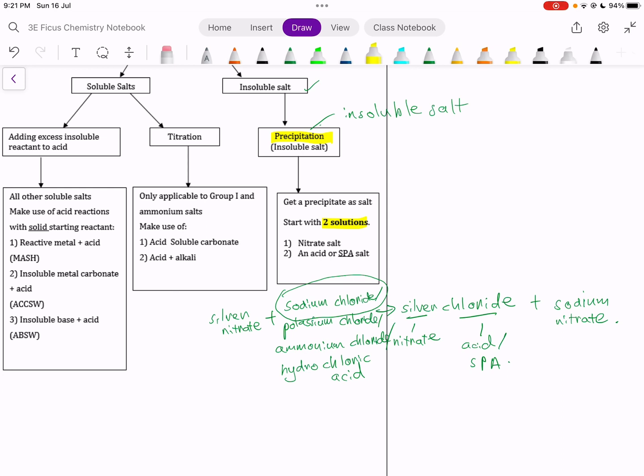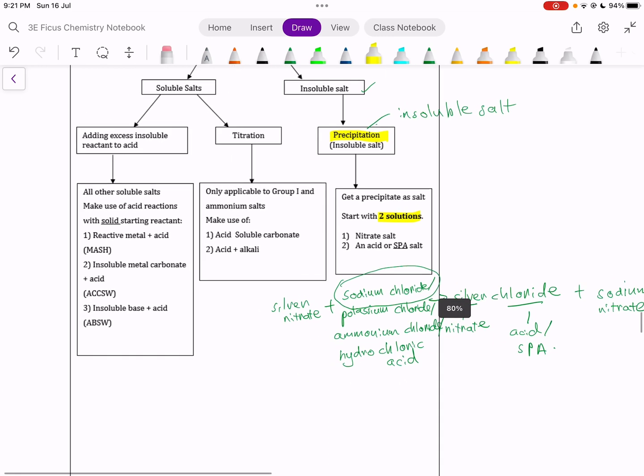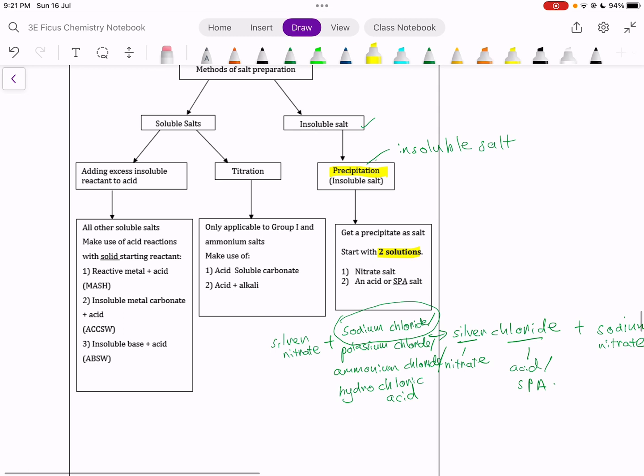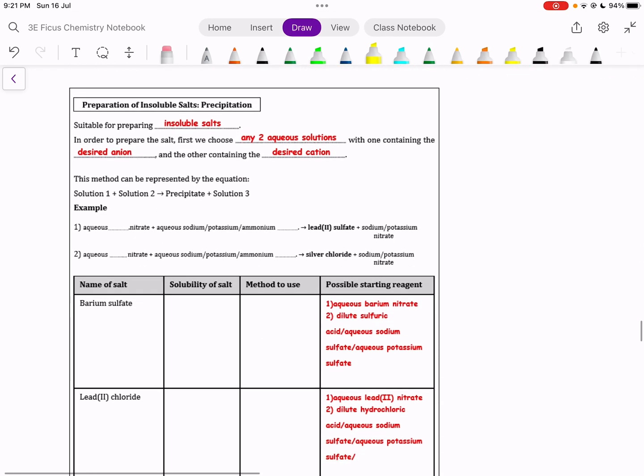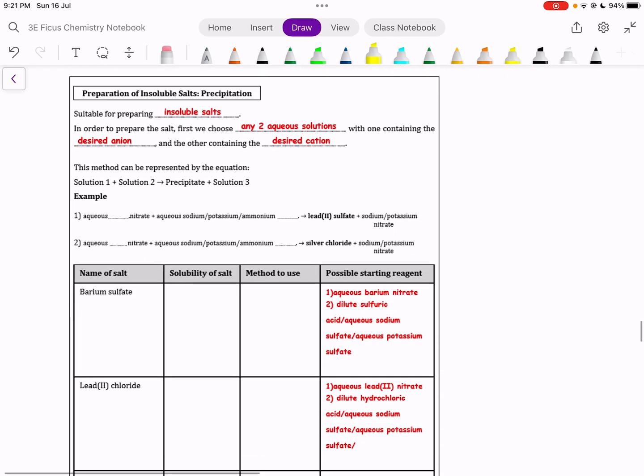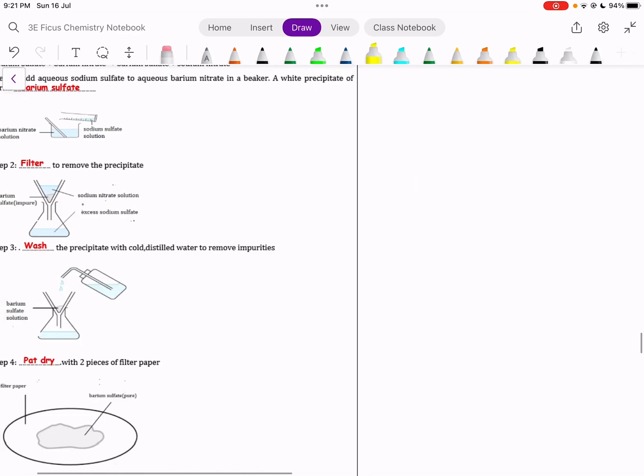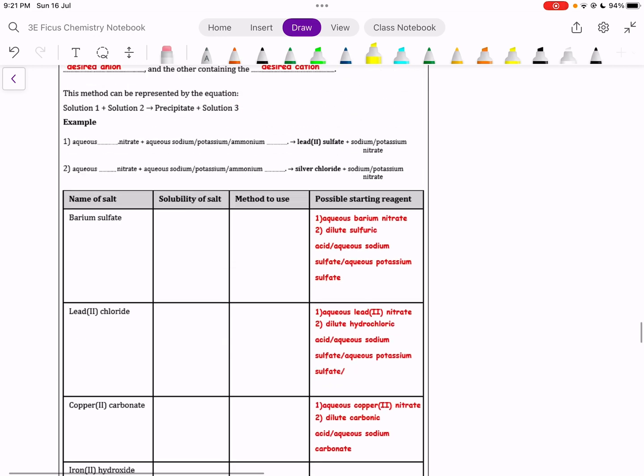Okay, so let's have a look at more examples under precipitation. Later on, when we look at the second and third methods, adding excess, I'll come back to this page again. So allow me to toggle around. The first method I'm going to look at is precipitation. Later on, before I talk about the technique itself, I'll show you a video.